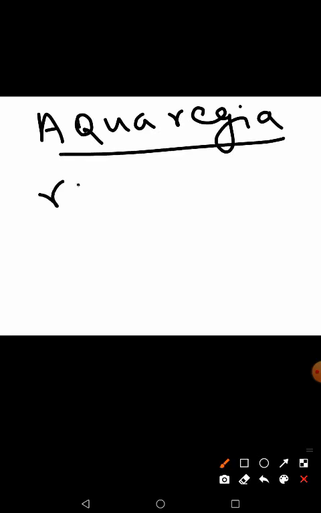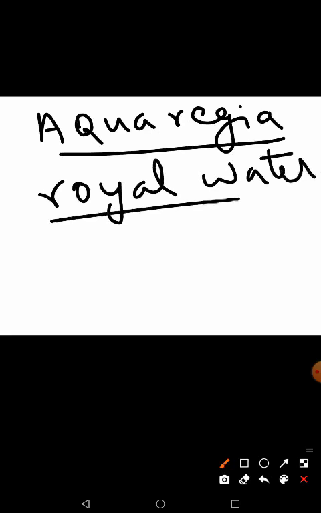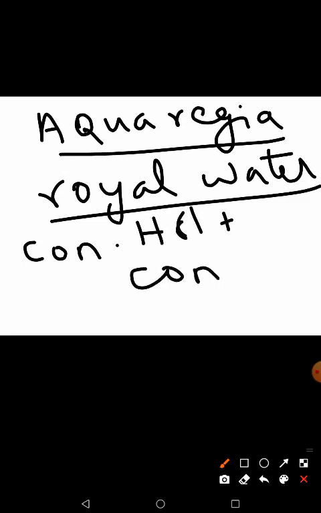Now let's learn about aqua regia. Aqua, you know, water. Aqua regia is a Latin word whose meaning is royal water. Okay, it's called as royal water. Okay, this is a combination of concentrated hydrochloric acid and concentrated nitric acid. Nitric acid itself is a strong acid, and if it is going to be concentrated, imagine, in the ratio 3:1.